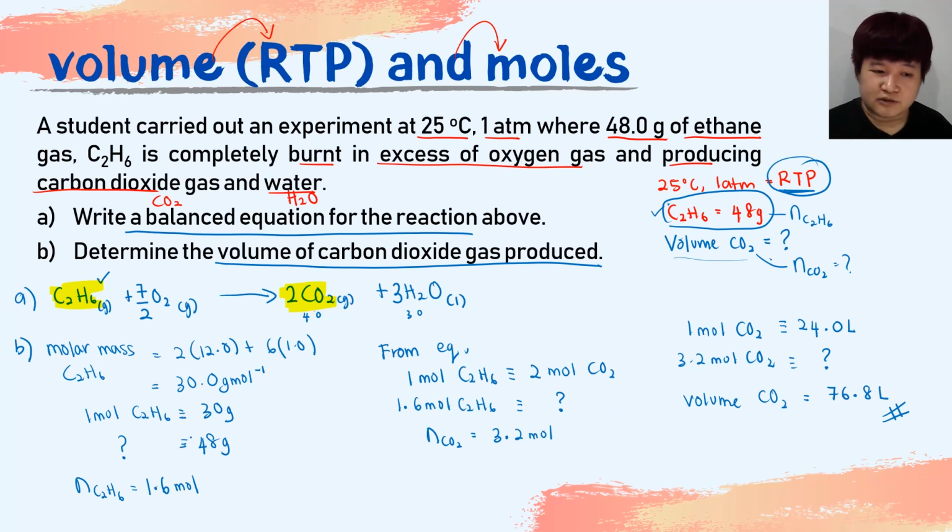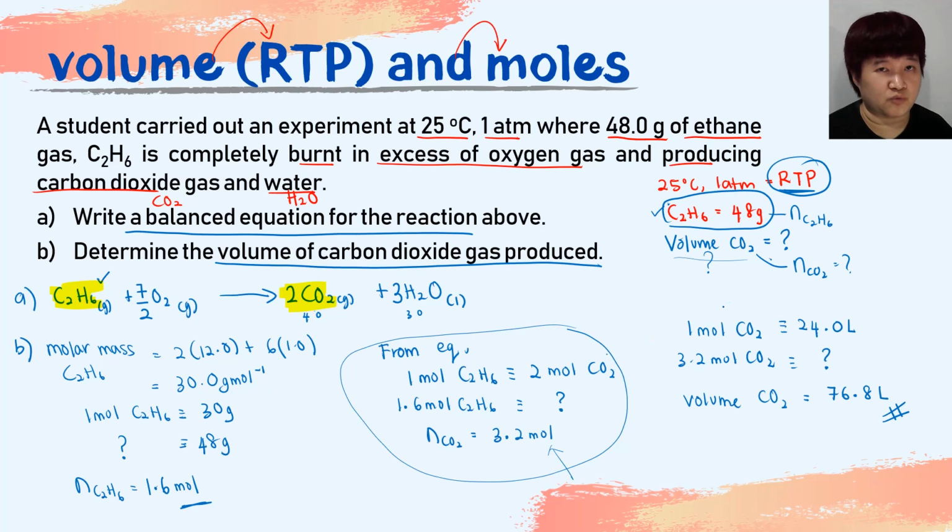Simple. It's still the same thing. Whatever the question gives to you, we change it to number of mole. From the number of mole, we use the balance equation to work out the stoichiometry. From the stoichiometry, you find the number of mole of what the question asking for. And then you change it to whatever the question wants. It's either volume, it's either masses.